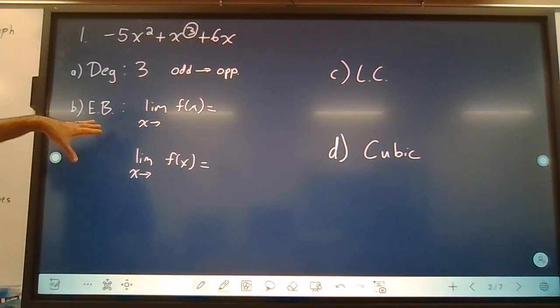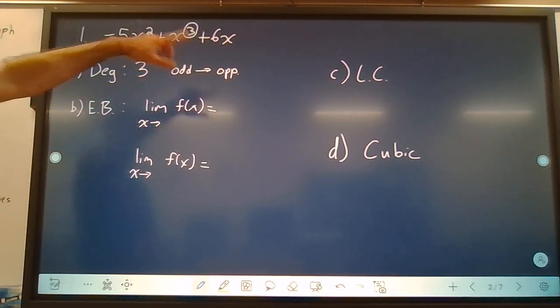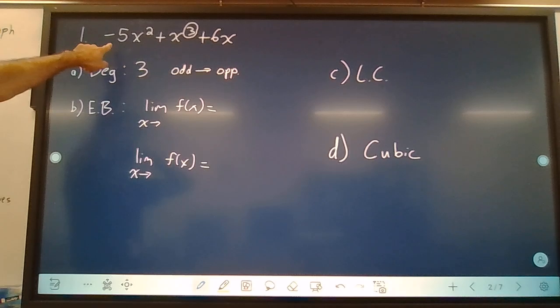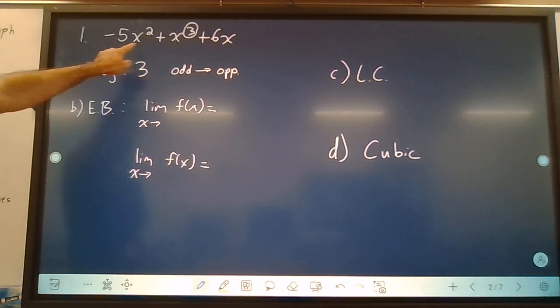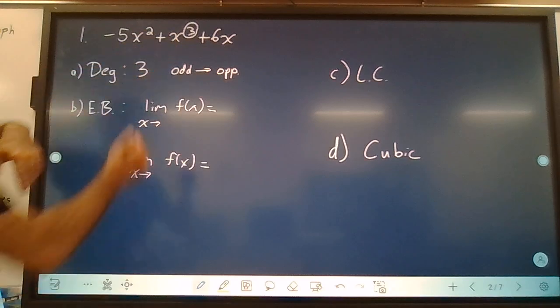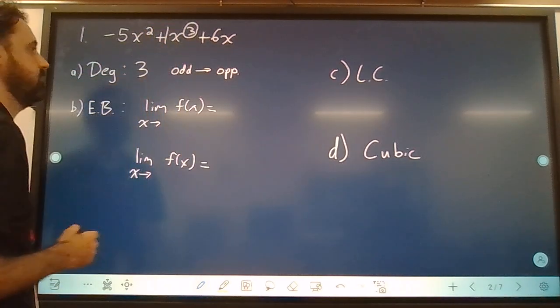Now, before I get the end behavior, using limit notation, I am going to find the leading coefficient. So the leading coefficient is not the number in front necessarily. It's the number in front of, when it's in standard form here, the number in front of the x with the biggest exponent. So our leading coefficient is 1.